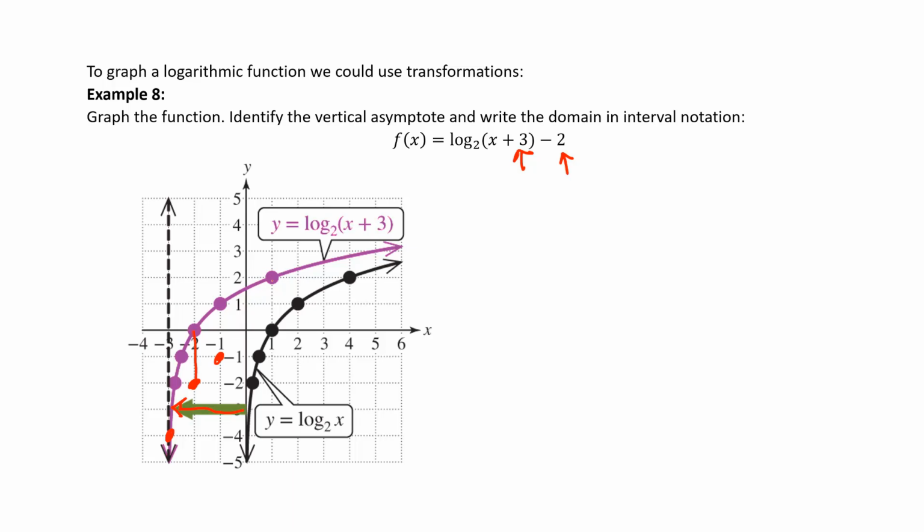So that would be another way that you could see what these graphs are going to look like: just think about the original, basic log function base 2, and then whatever the equation looks like, you can use translations to figure out what that graph is going to look like.